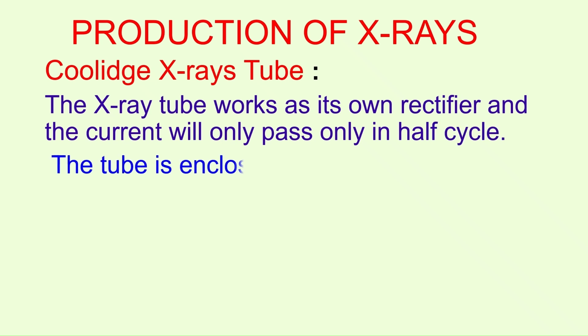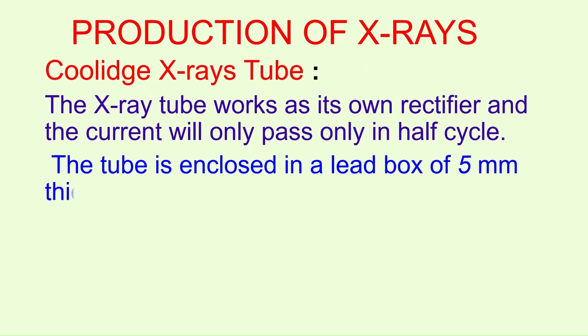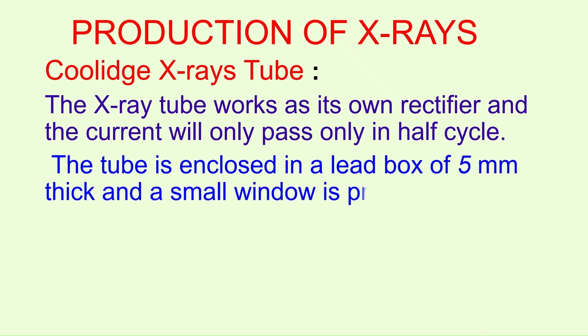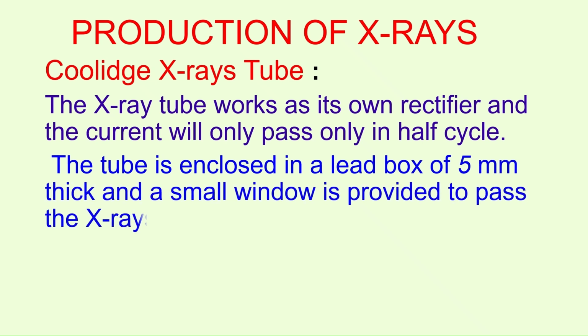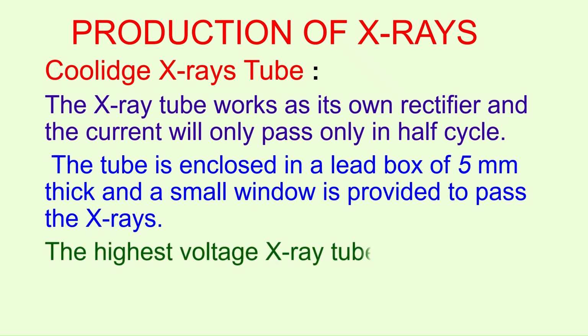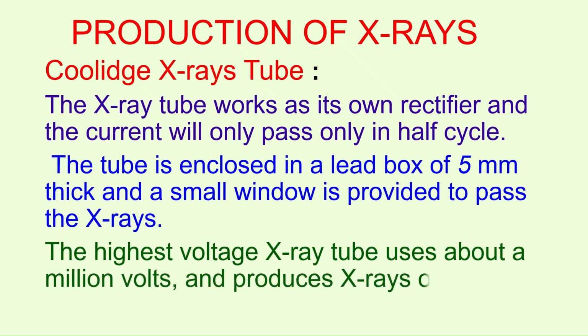The tube is enclosed in a lead box of 5 mm thick wall, and a small window is provided to pass the X-rays. The highest voltage X-ray tube uses about 1,000,000 volts and produces X-rays of 0.1 nanometers wavelength.